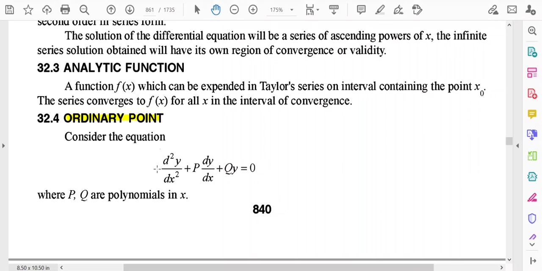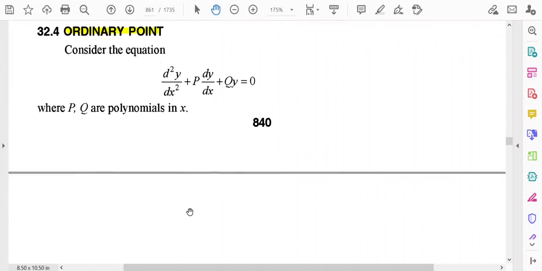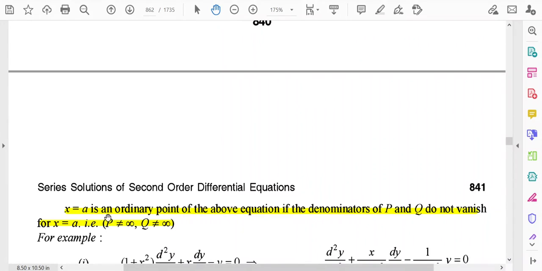So before going to the further discussion, we should have some concept about an ordinary point. So what is an ordinary point? Let us take an example. Suppose d square y by dx square plus p into dy by dx plus q into y is equal to 0 is an example of a differential equation. Here p and q are polynomials in x. Now x is equal to a is an ordinary point of the above equation if the denominators of p and q do not vanish for x is equal to a, that is p is not equal to infinity and q is not equal to infinity. So in that case, x is equal to a is an ordinary point.